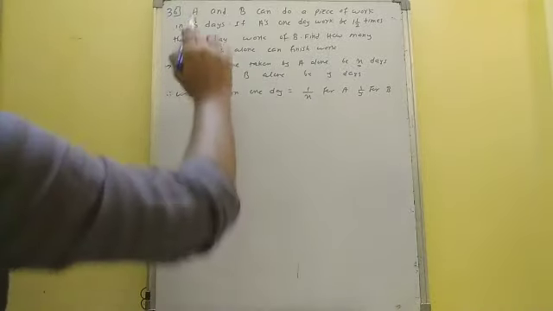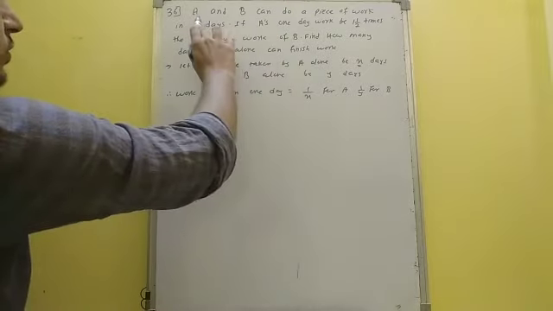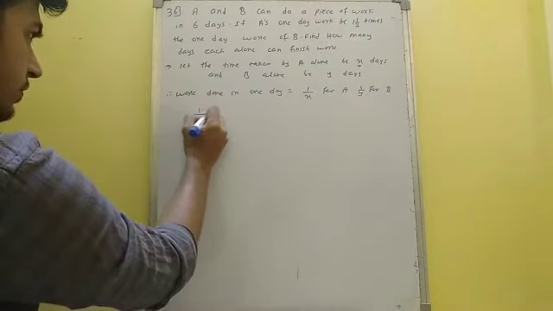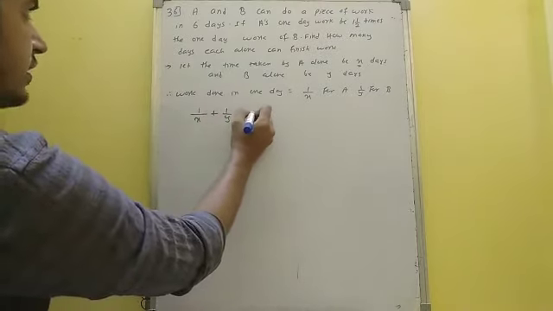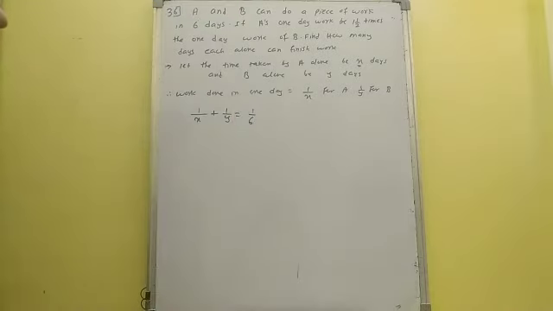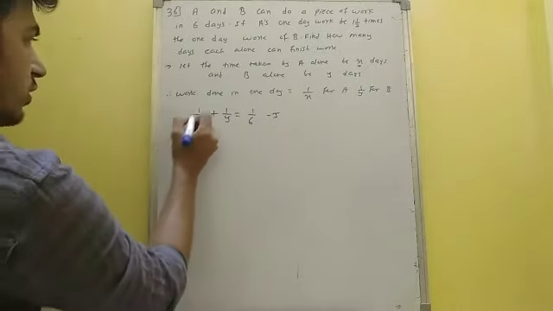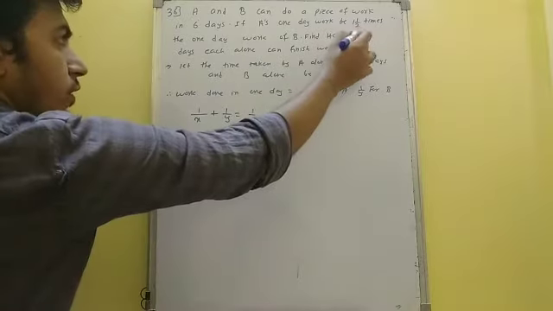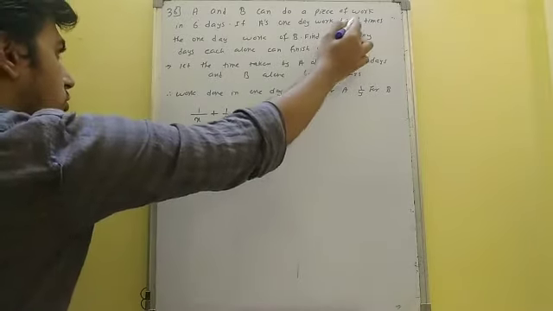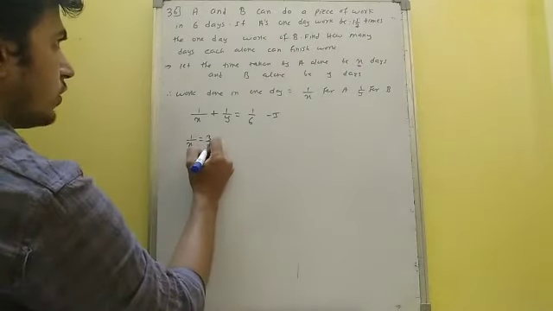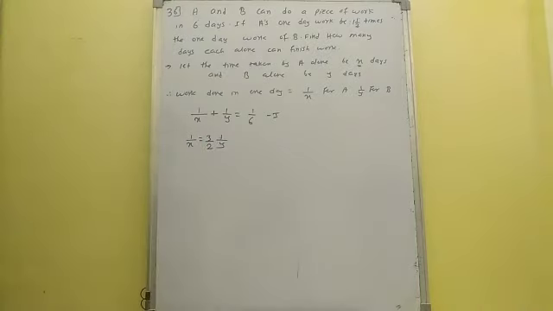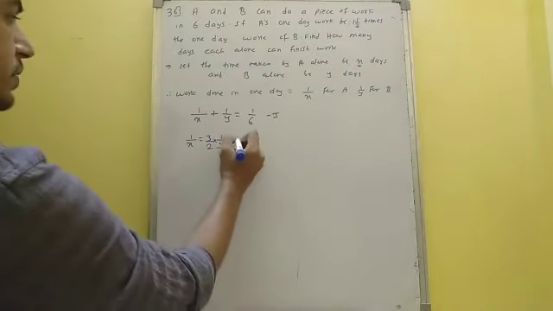So what is given? A and B can do a piece of work together in 6 days. That is, 1 upon X plus 1 upon Y is equal to 1 upon 6, since 6 days means 1 upon 6. This is equation number 1. And A's 1 day work is 1 upon X. B's work is 1 and a half times, that is 3 upon 2, times 1 day work of B, into 1 upon Y. This is equation number 2.